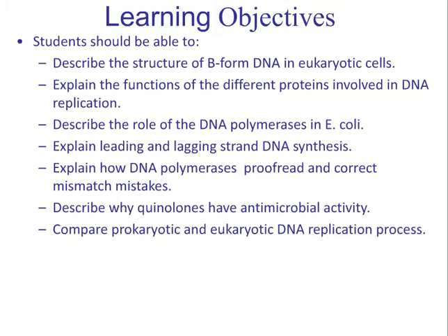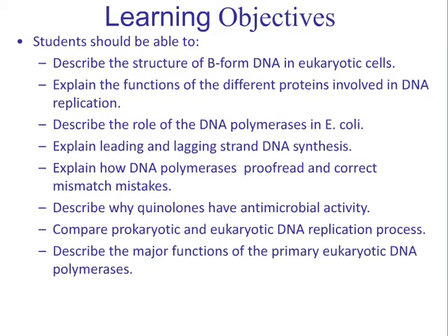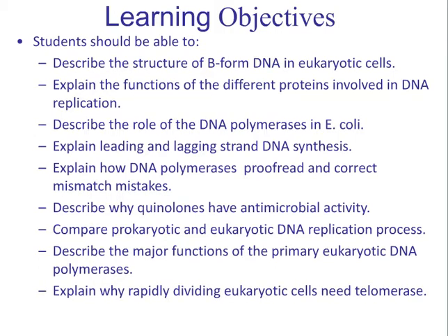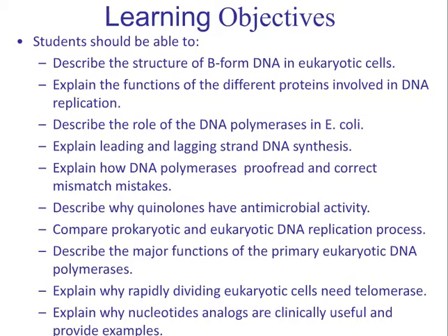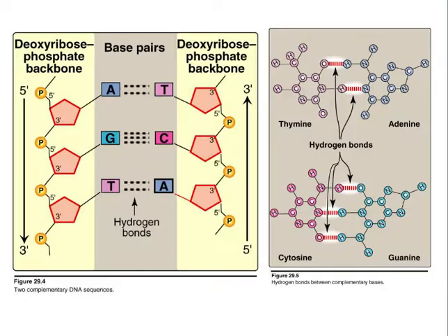quinolone drugs have antimicrobial activity, compare prokaryotic and eukaryotic DNA replication processes, describe the major functions of the primary eukaryotic DNA polymerases, explain why rapidly dividing eukaryotic cells need telomerase activity, explain why nucleotide analogs are clinically useful, and provide some examples. We'll begin with a brief overview of the structure of DNA.